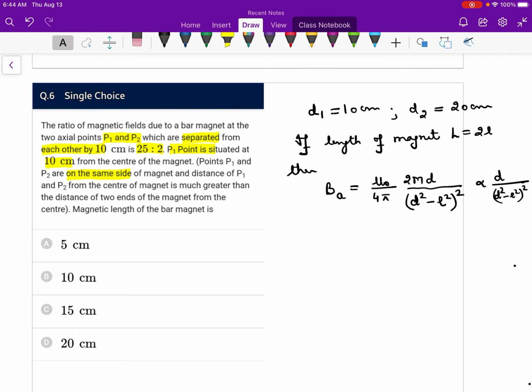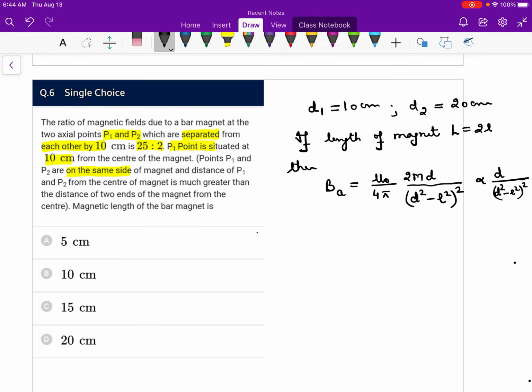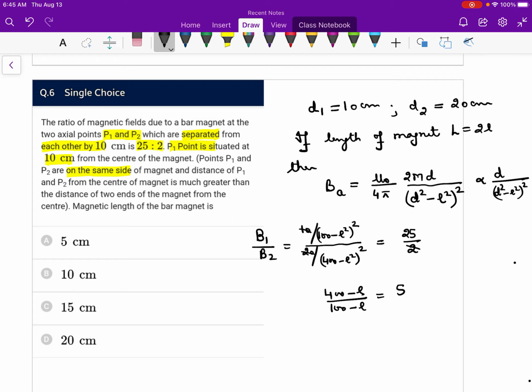So b1 upon b2, that is b1: d upon (100 minus L square) whole square, upon d, which is 20 upon (400 minus L square) whole square. This ratio is given 25 by 2. So 10, 2 cancel. So 400 minus L upon 100 minus L is 5. So 500 minus 400, 100 is equal to 4L.